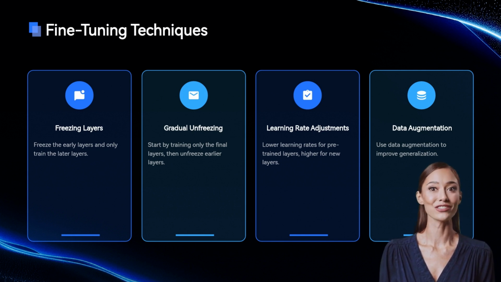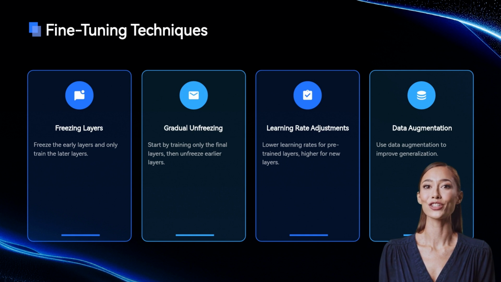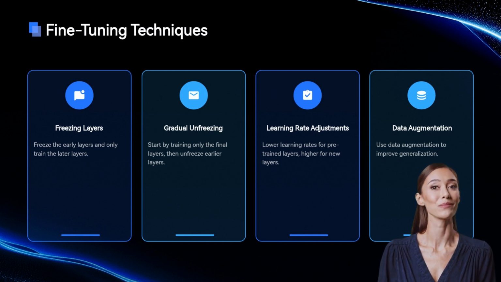Learning rate adjustments. Since the early layers already have useful features, we typically use a lower learning rate for these layers and a higher learning rate for the newly added layers. This prevents the model from distorting the learned features too much during fine-tuning. Data augmentation. To prevent overfitting, data augmentation techniques, e.g., random cropping, flipping, or rotating images, can be used to artificially increase the diversity of the training data.